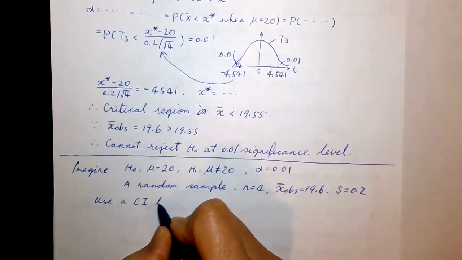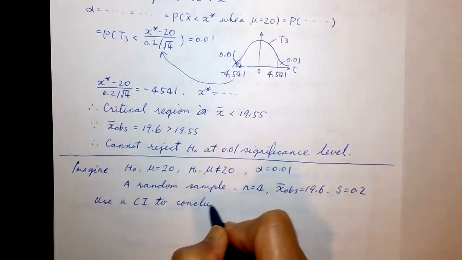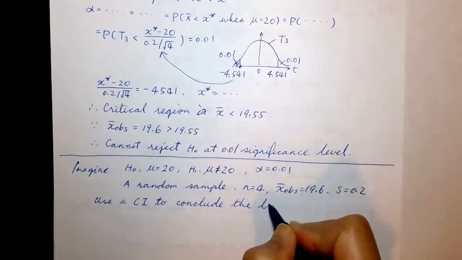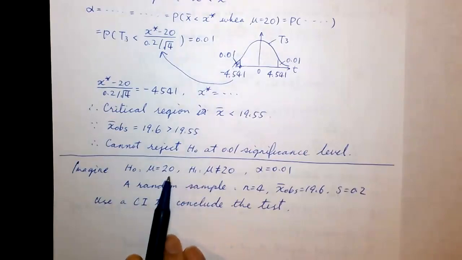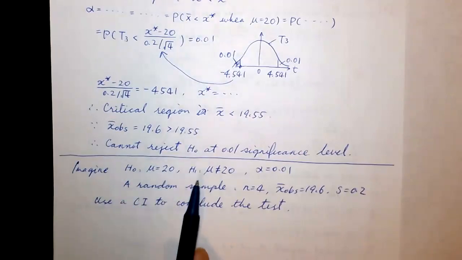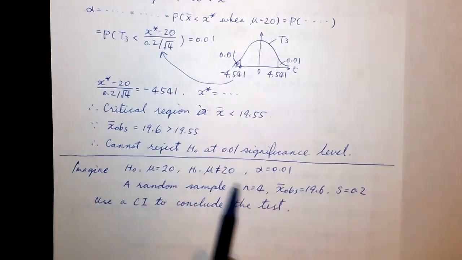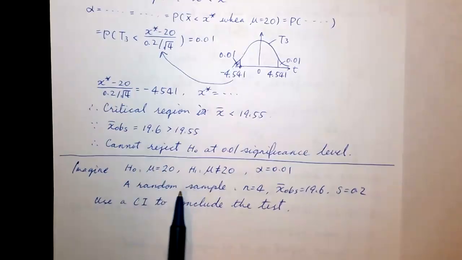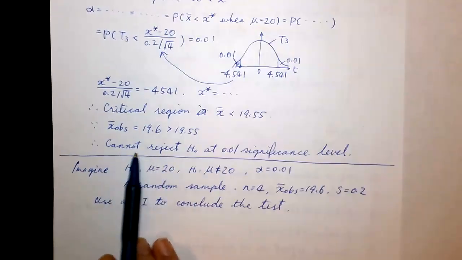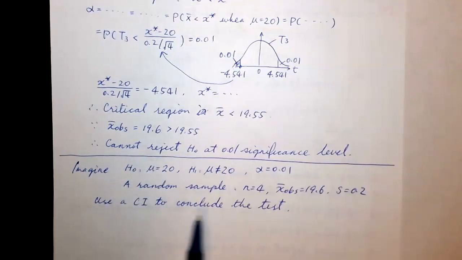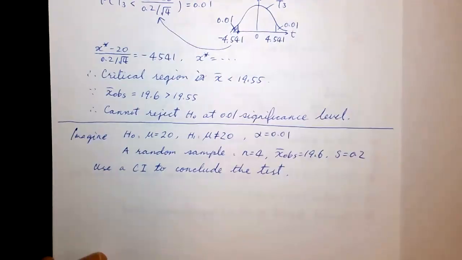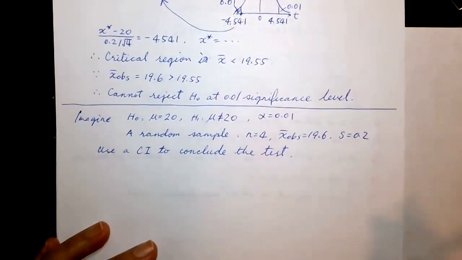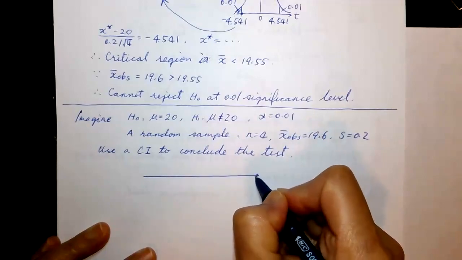Use a confidence interval to conclude the test. Since the hypotheses have changed from the previous one-sided to the two-sided, our conclusion may not be the same because we are working on different hypotheses. So if you have time and you carry out all the calculations and you find, oh, I don't have the same conclusion, it's all fine. Don't panic. What is confidence interval? Back to handout 7.